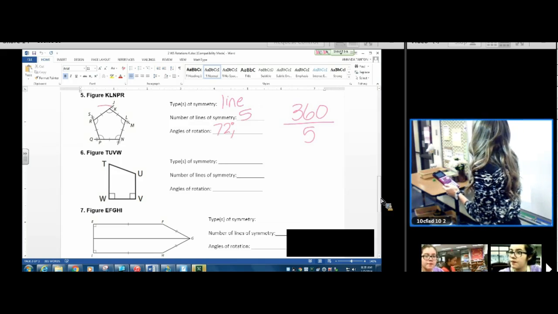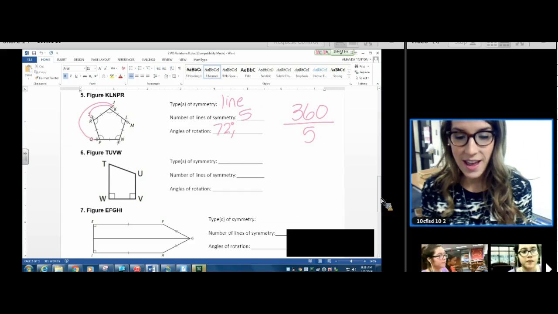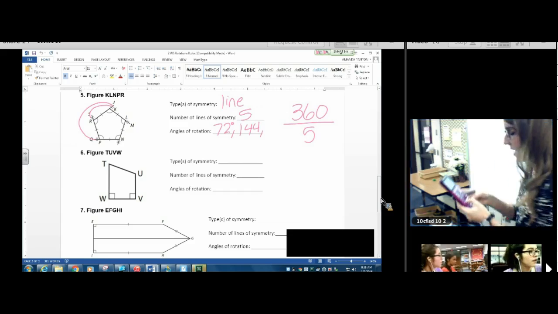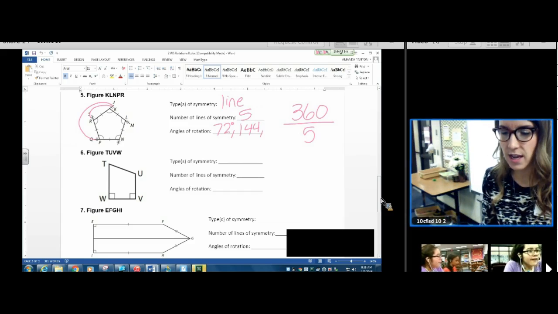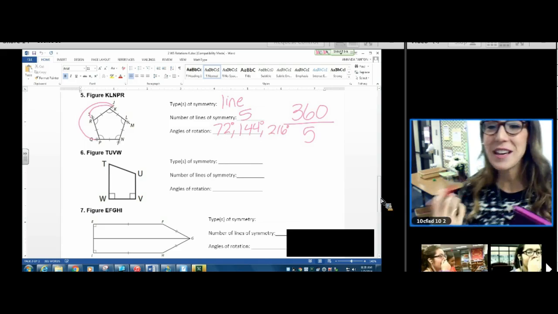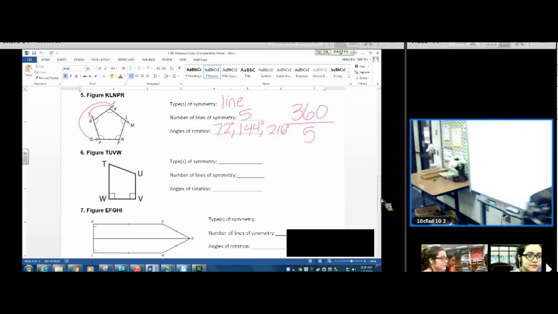That's when I go from here to here. What about when I rotate from here to here? Well, I just take 72 and I double it. And then I take 72 and I triple it. You get the idea? And you keep doing that until you get to 360 and you know you're done. Okay? Last one. Number 6.